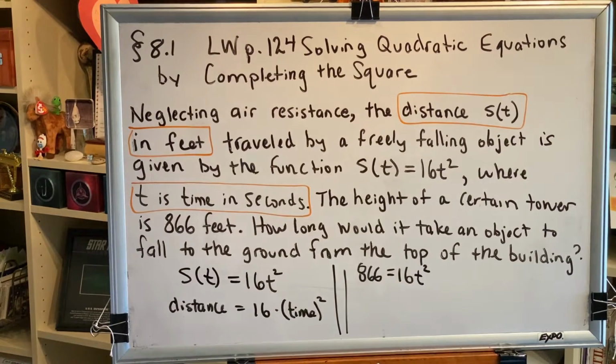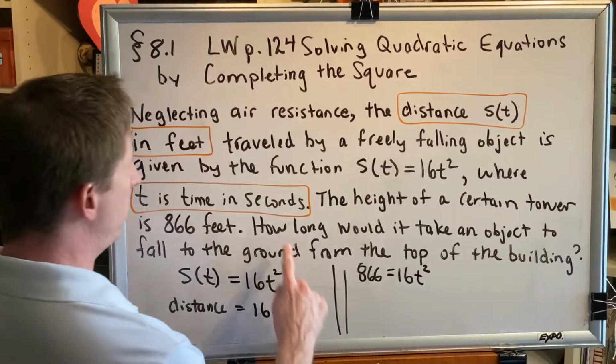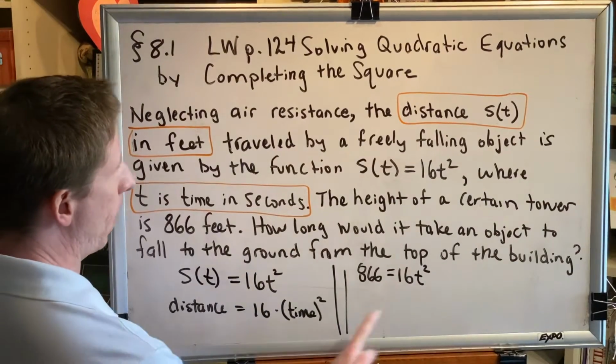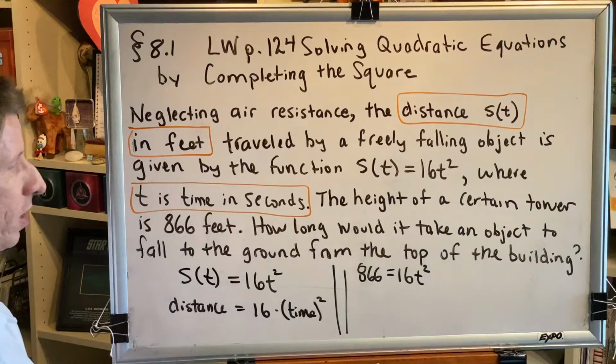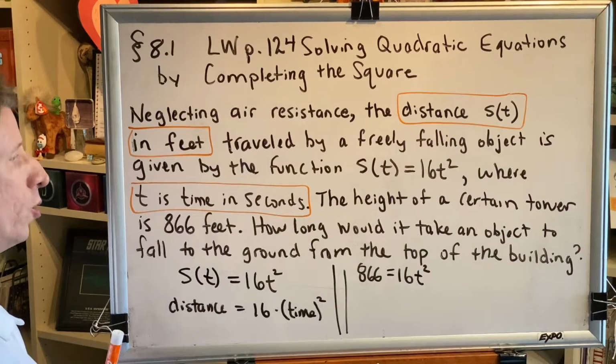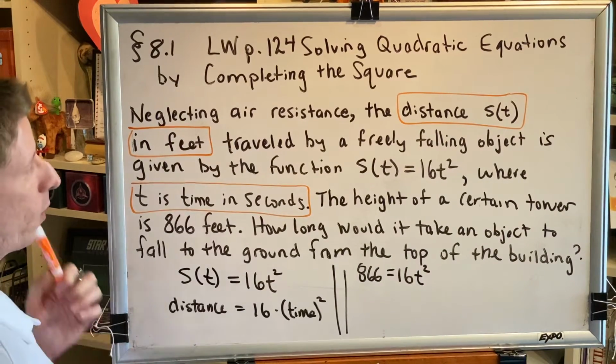How long would it take an object to fall to the ground from the top of the building? Okay, in other words, how long? What amount of time? Solve for t. So we're going to solve for t here. And we can use this new tool that we learned, the square root property.